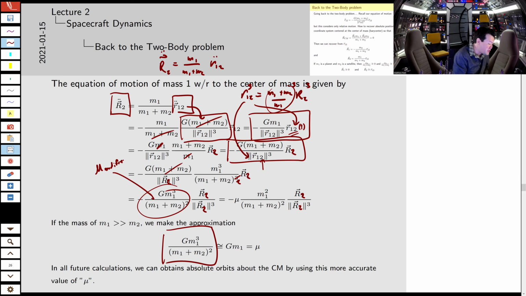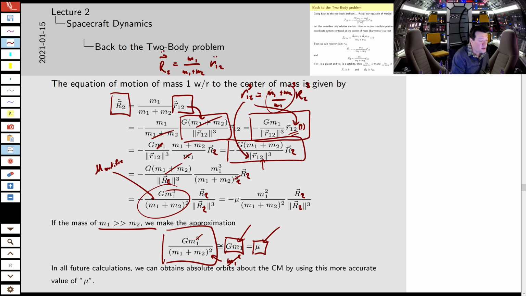However, of course, in the restricted two-body problem, we do make that assumption. M1 is significantly greater than M2. And so in that case, M1 plus M2, when we square that, is going to be very close to just M1 squared. And so that M1 squared cancels the exponent there, and we just get G M1, which in the restricted two-body problem is known as our gravitational parameter. We use that expression, of course, because it only depends on the mass of the planet and not the mass of the spacecraft or the moon or whatever.